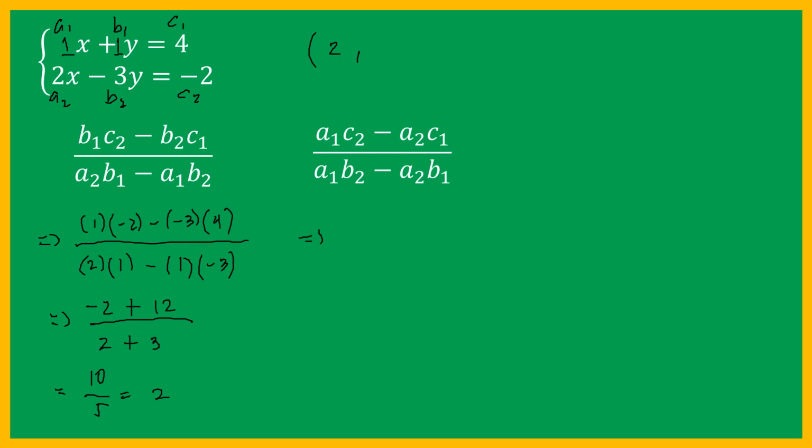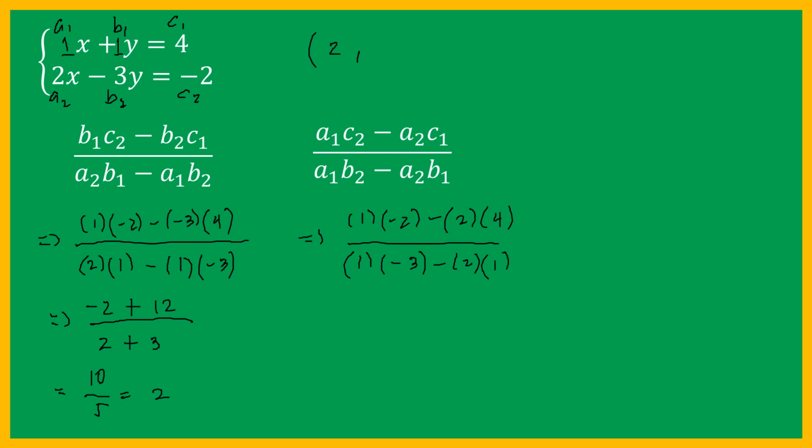Substitution, a sub 1 is 1. And then we have c sub 2, which is negative 2, minus a sub 2, which is 2, and c sub 1, which is 4, divided by a sub 1, which is 1, times b sub 2, which is negative 3, minus a sub 2, which is 2, and b sub 1, which is 1.